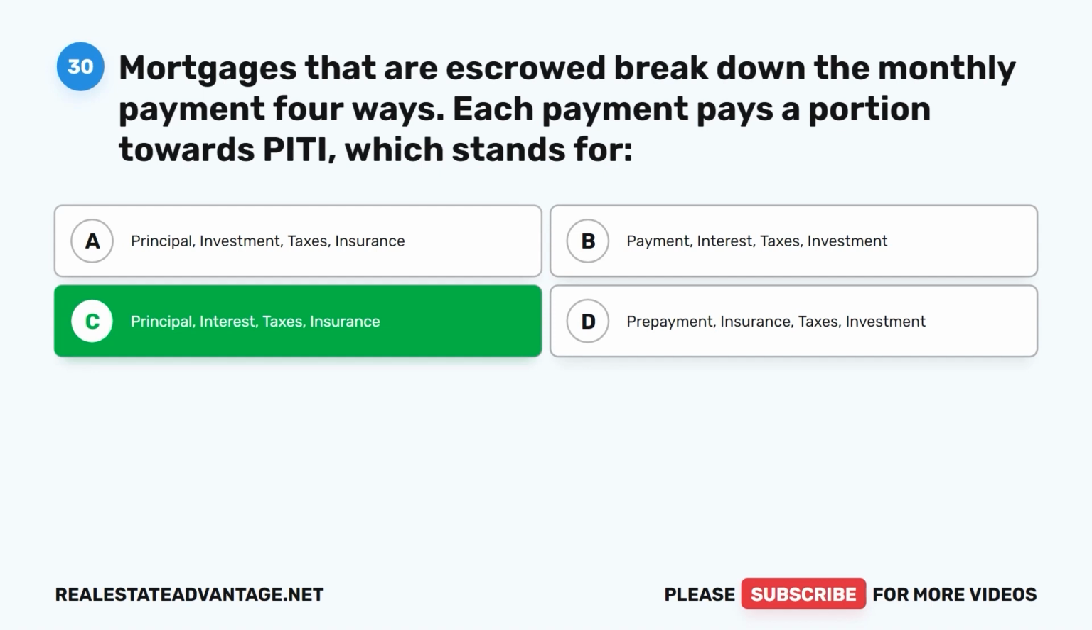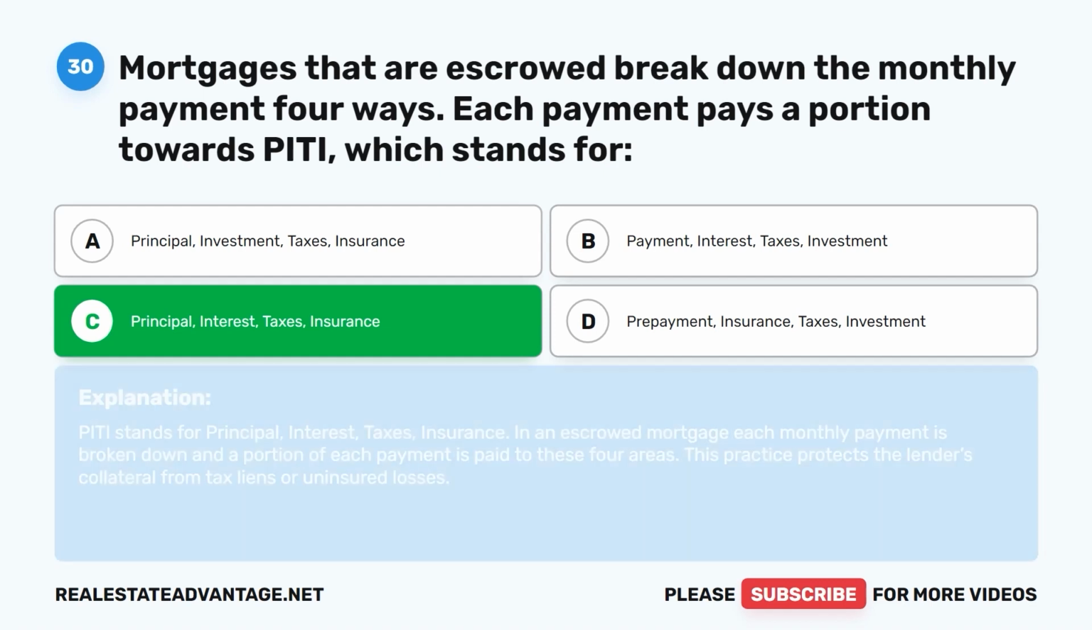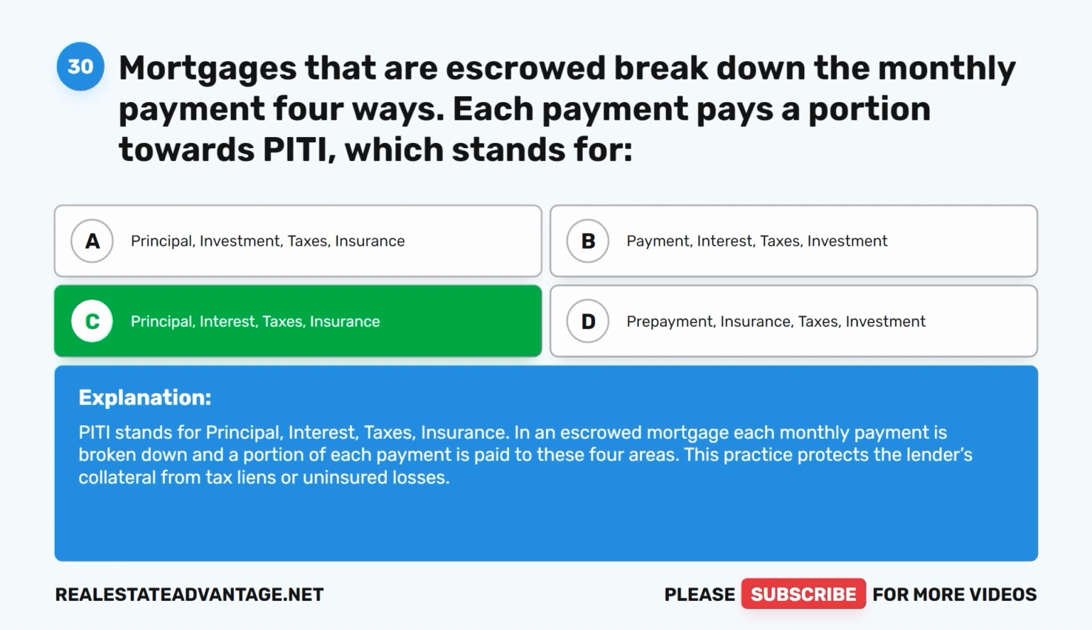Principal, interest, taxes, insurance. PITI stands for Principal, Interest, Taxes, Insurance. In an escrowed mortgage, each monthly payment is broken down and a portion of each payment is paid to these four areas. This practice protects the lender's collateral from tax liens or uninsured losses.